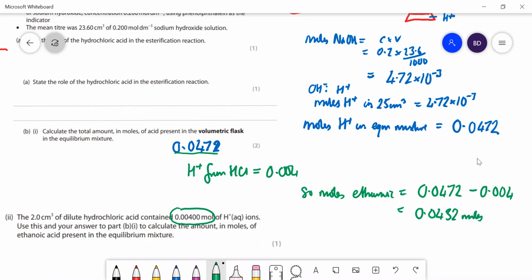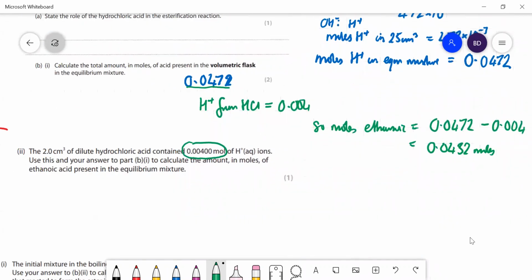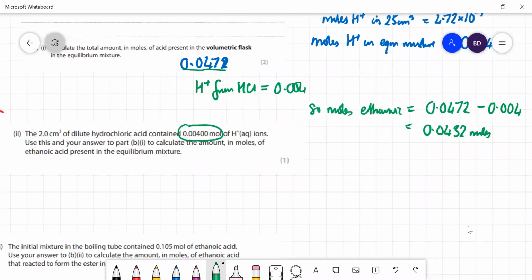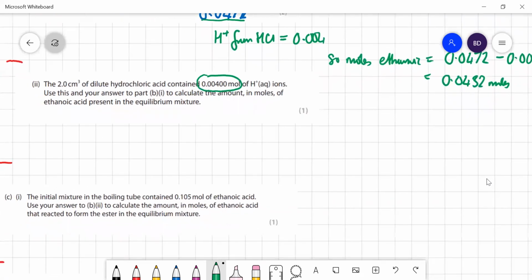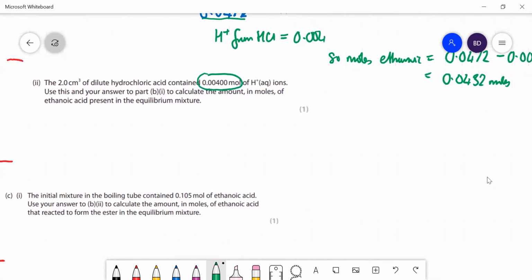Okay, so we've done that. Now, it's going to talk us through how to find the other ones. I'm going to draw a little table in a minute. Okay, so the initial mixture in the boiling tube contained 0.015 moles of ethanoic acid. They tell us that. So use your answer to B to calculate the moles that reacted to form the ester. So that's how much we've got left over. We started off with that, so it's a subtraction.